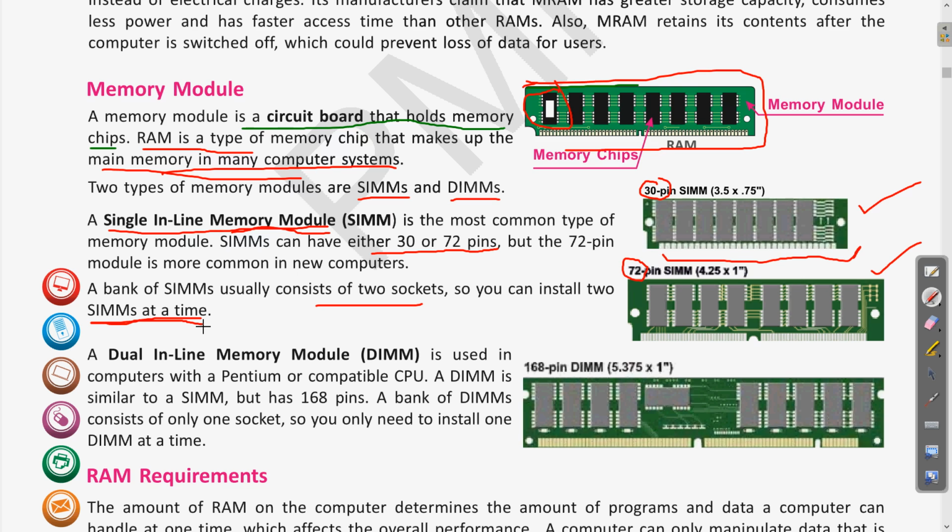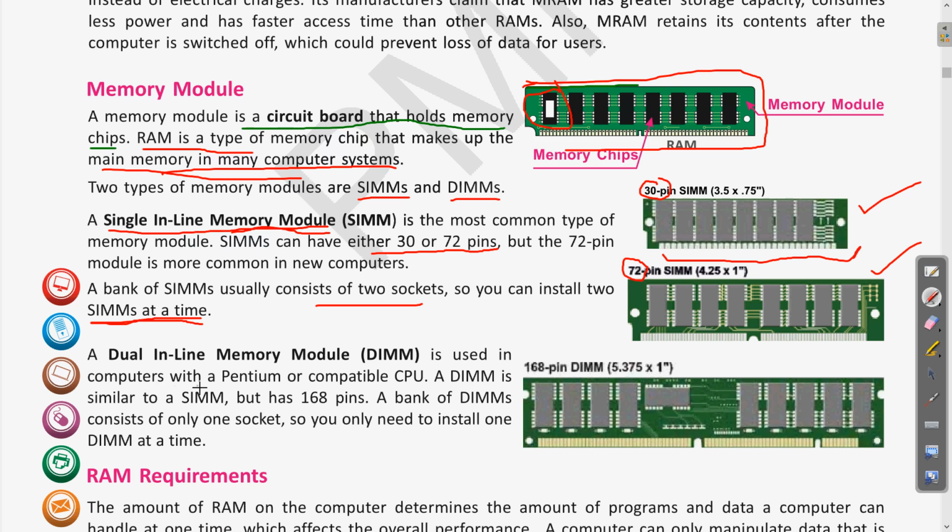It varies. Clear? So we have seen that the single inline memory module is the most common type, and the two variations of these are the 30 pins and 72 pins. Clear? The 72 pin will be used in the new computers. Clear? The next is the dual inline memory module. Clear? Then what is a dual inline memory module?